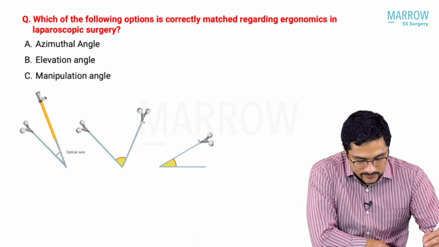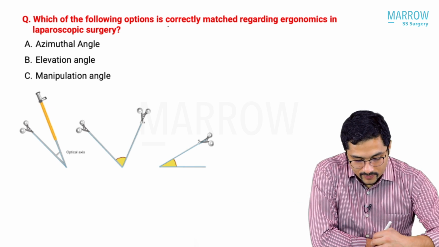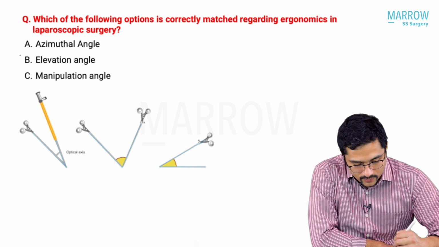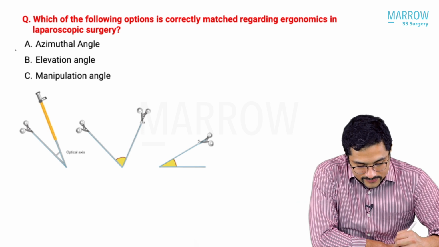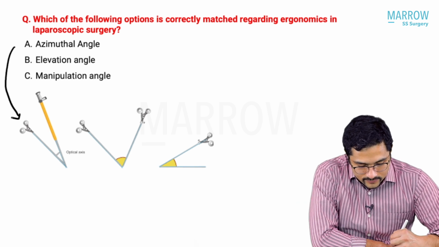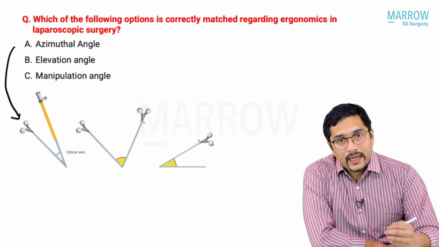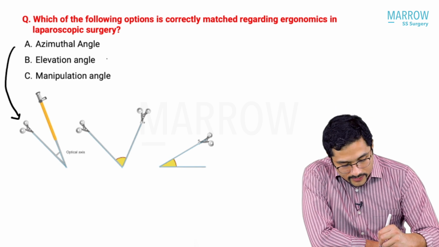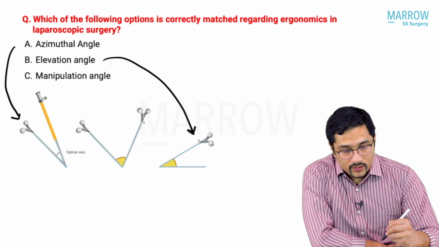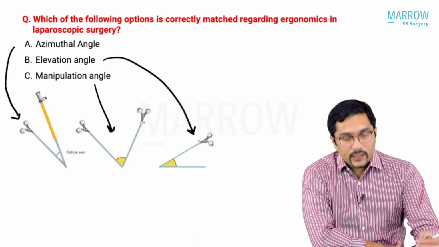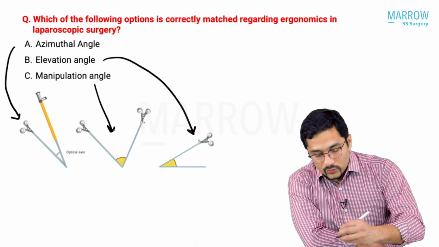So, we just discussed the azimuth angle. We know that azimuth angle is between the endoscope and the instrument. The elevation angle is between the horizontal plane and the instrument, and the manipulation angle is between two instruments.